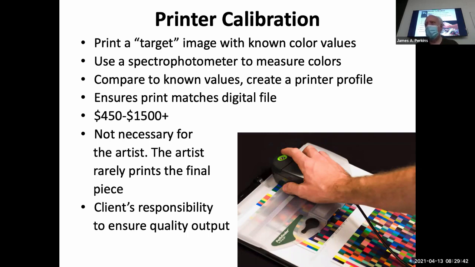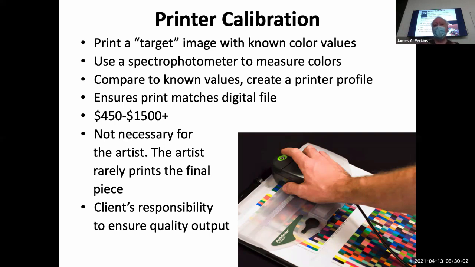So if the printer is consistently printing a little bit too much cyan, the printer profile essentially sends feedback into the computer and says, okay, when you print to this printer, reduce the amount of cyan a little bit to compensate for the fact that the printer tends to print too much cyan.